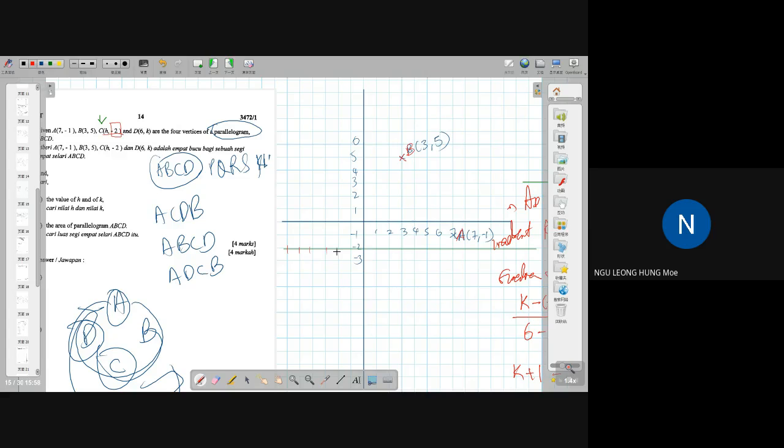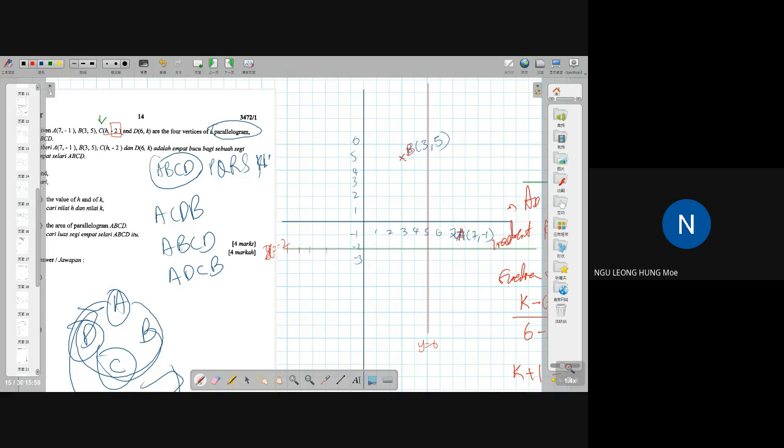Boleh. Lepas tu tengok D. 6 untuk S, maksudnya kalau saya guna merah, 6 garis ini. Ini ialah line Y equal to 6. This one is S equal to negative 2. So, that means koordinat D akan terletak pada A.